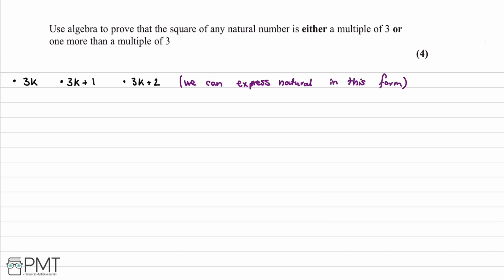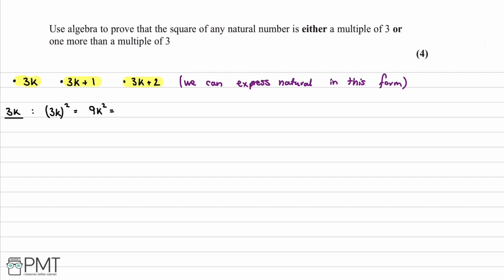And to prove what we want to prove here, we're going to work with 3k, 3k plus 1, and 3k plus 2 to show that the square of that is either a multiple of 3 or one more than a multiple of 3. Okay, so to begin with, we'll work on the 3k case. So initially, we'll have 3k all squared, and that is going to be equal to, well, 3 squared is 9, and then k squared, so we'll have 9k squared.